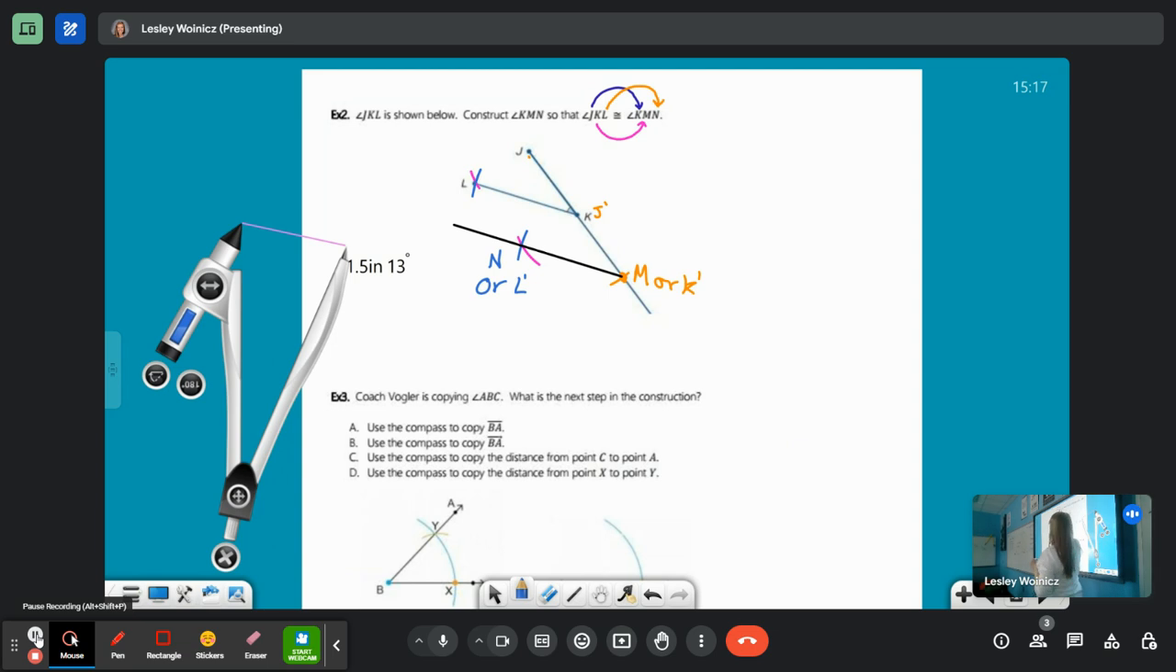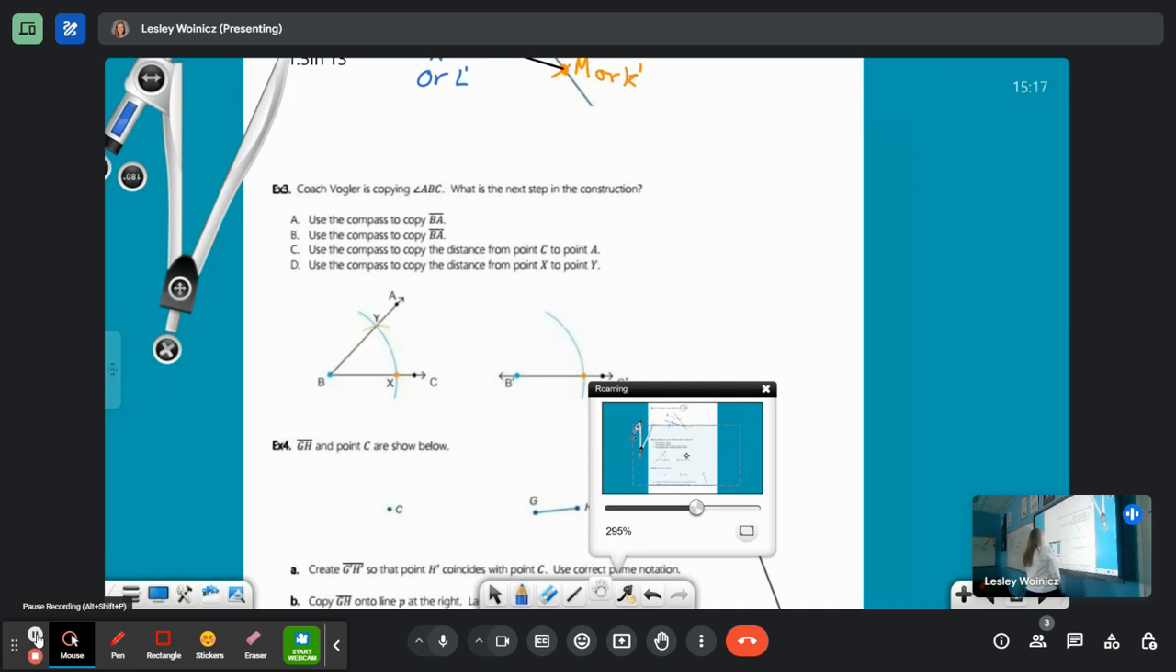Okay, looking at this figure, what do you notice about segment LK and NM? What kind of lines are they? Yeah, that's kind of fun. Cool. All right. See if you can get number 3.